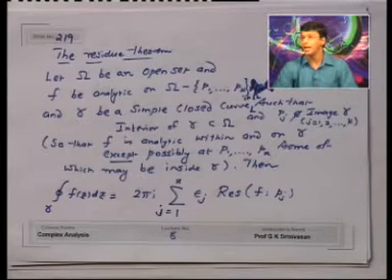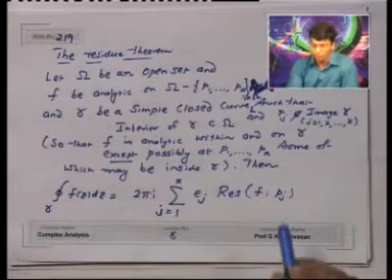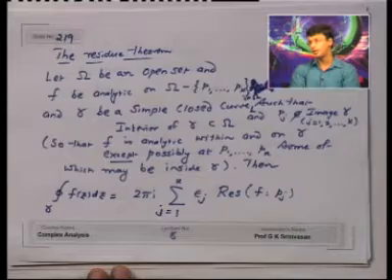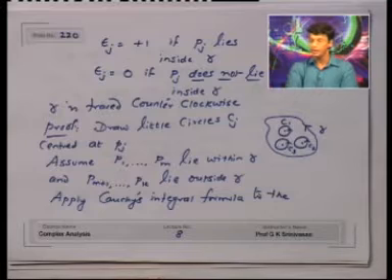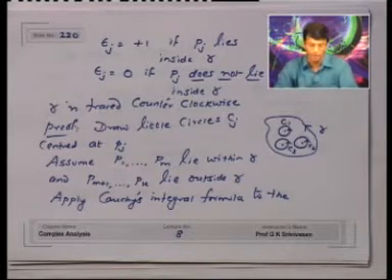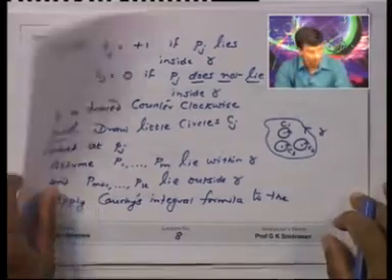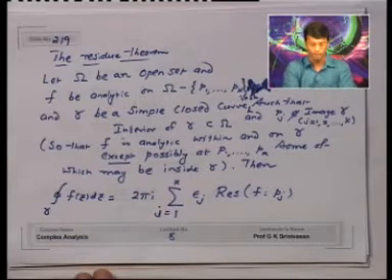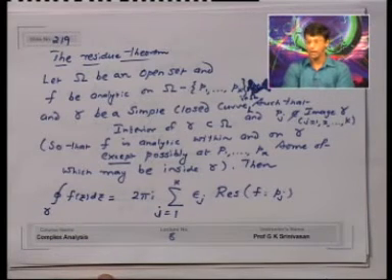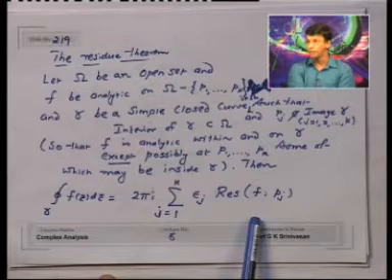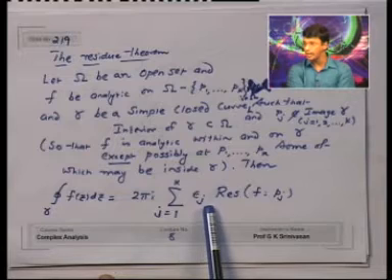What is that epsilon j? Epsilon j is going to be 1 if the point pj lies inside gamma. It is going to be 0 when the point pj lies outside of gamma. So epsilon j equals 1 if pj lies inside gamma, epsilon j equals 0 if pj does not lie inside gamma. In short, the integral of f(z) dz over gamma equals 2 pi i times the sum of the residues at the poles which are lying inside gamma.